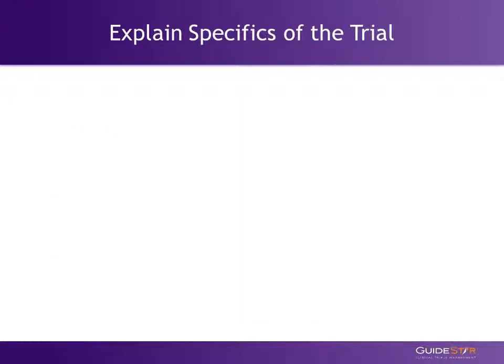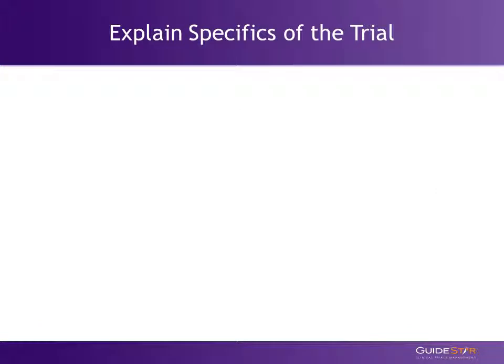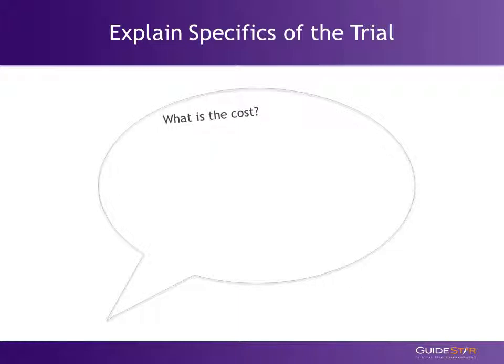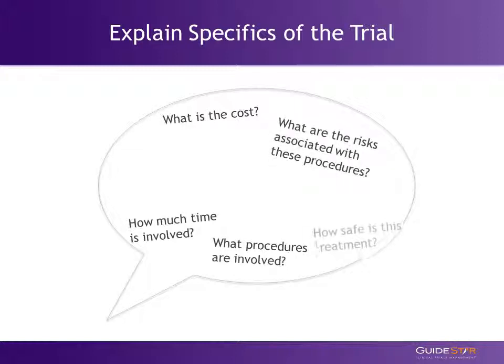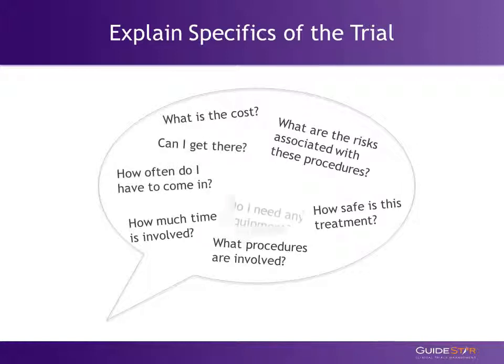Once you have determined that the patient understands clinical research basics, you can choose how to move forward with explaining the reason for your talk, what you need from the participant, as well as more specific details on your current trial. Be sure to anticipate some of those study-specific questions that will be asked, such as, what are the costs, or what will insurance cover? How much time is involved, and what procedures or treatment are part of the trial? They may also have logistical concerns about visit schedules, transportation, and what equipment may be necessary.